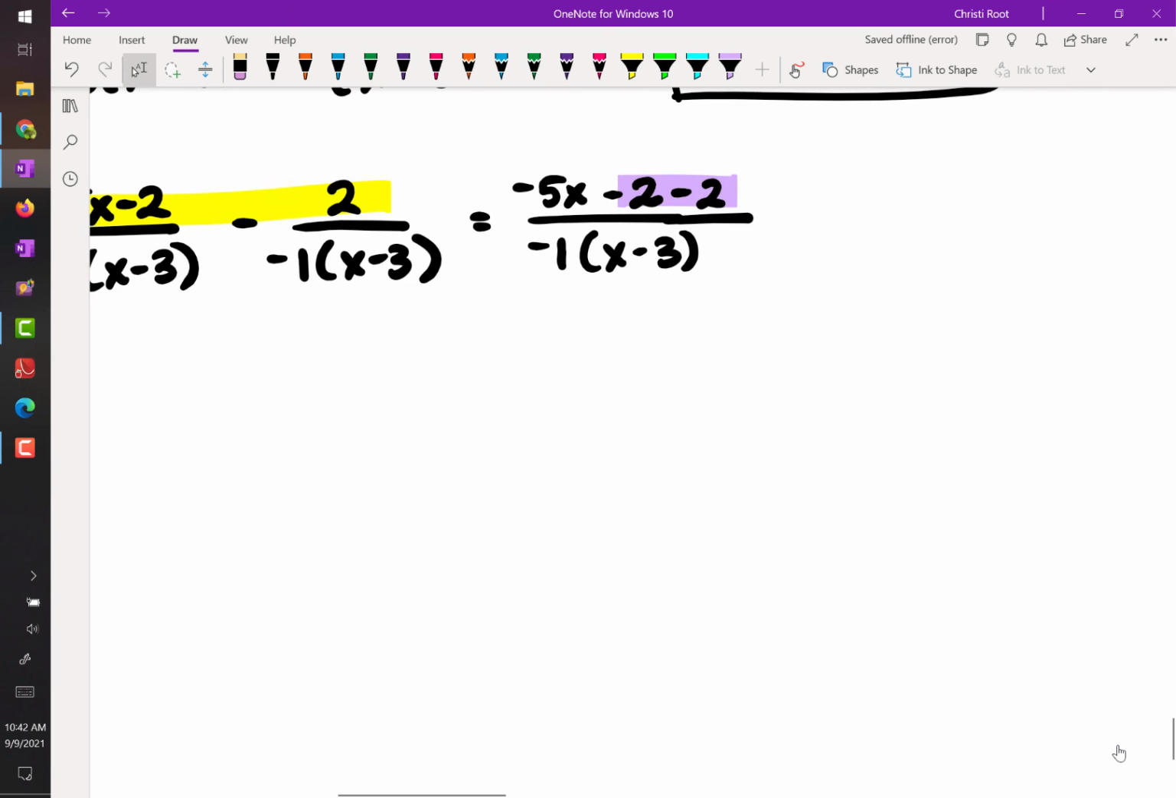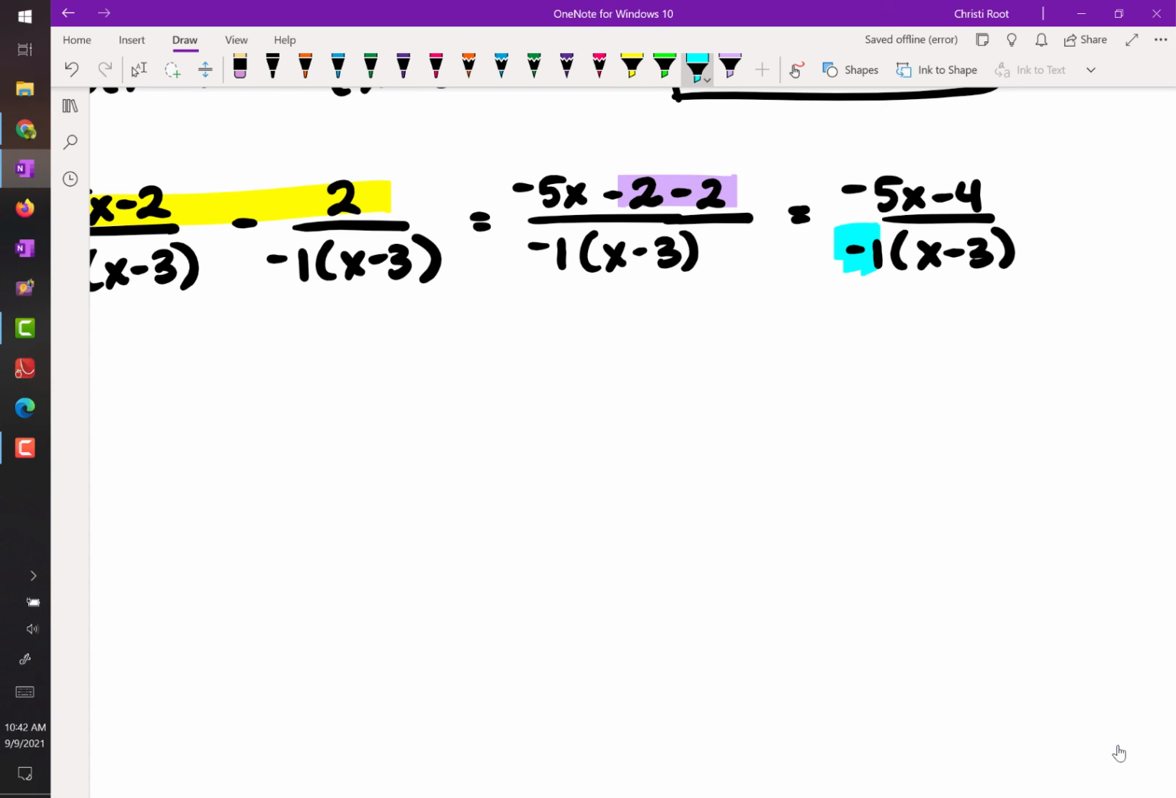I have a couple of like terms right here. So that means I have a -5x minus 4 on the top. And then I have a -1 and then x minus 3 here. If you are doing this with Delta Math, I think this is what it's going to want you to do, okay? In general, it is not accepted to have a negative denominator, but then I've got that -1 staring me in the face right now, okay?